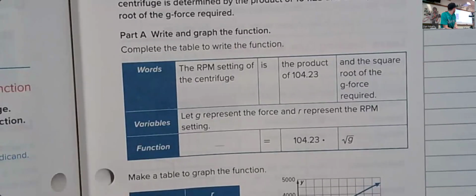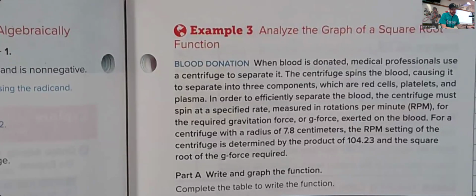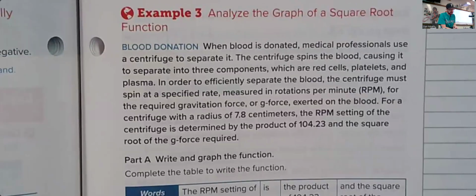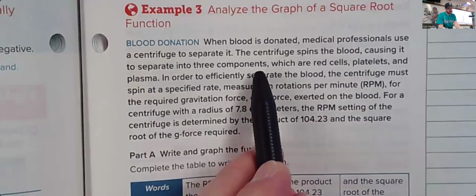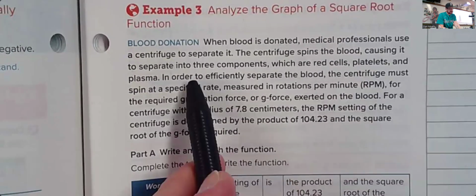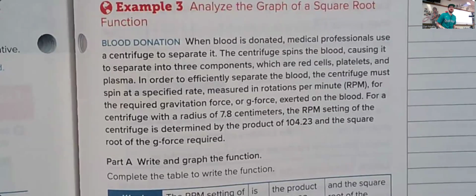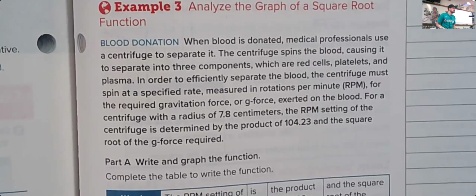Analyzing the graph of a square root function, and this one is talking about blood donations. When blood is donated, medical professionals use a centrifuge to separate it. The centrifuge spins the blood, causing it to separate into 3 components, which are red cells, platelets, and plasma. Anybody know what a centrifuge is? Yeah, it spins it, exactly.